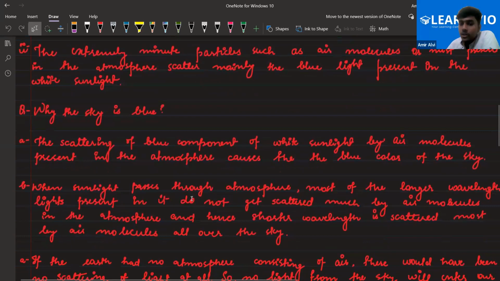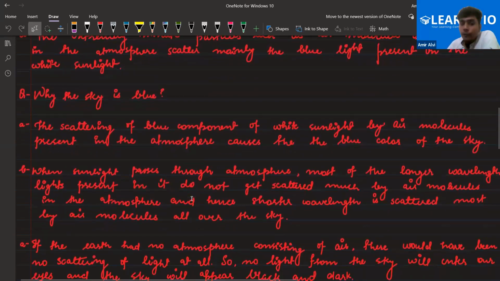When sunlight passes through the atmosphere, most of the longer wavelengths present in it do not scatter at all, because longer wavelength is scattered the least, right? And the first reason is that longer wavelength can only be scattered by the large particles, but the gas particles are very much smaller. So that's why they are not able to scatter that much of the longer wavelength, right?